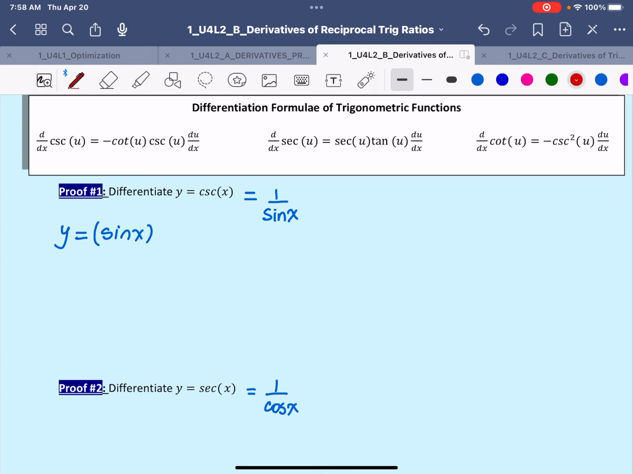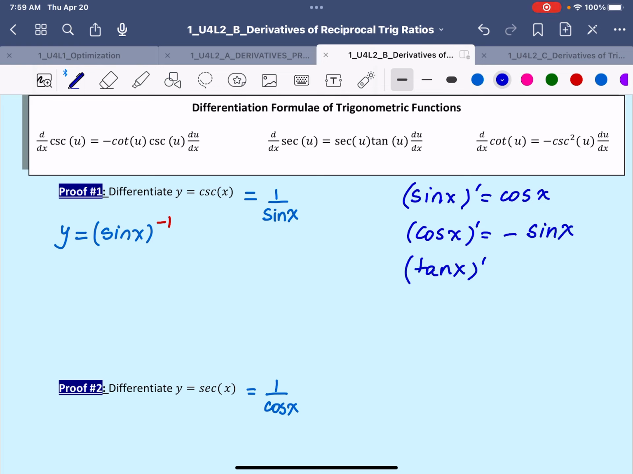Now, we've learned how to differentiate the sine functions. And we know that the derivative of sine equals cosine. The derivative of cosine is negative sine. And the derivative of tan is secant squared x. So once you have the function expressed in terms of the primary trig function, then we'll start differentiating, considering this as a chain rule of the sine function, which we know how to differentiate.